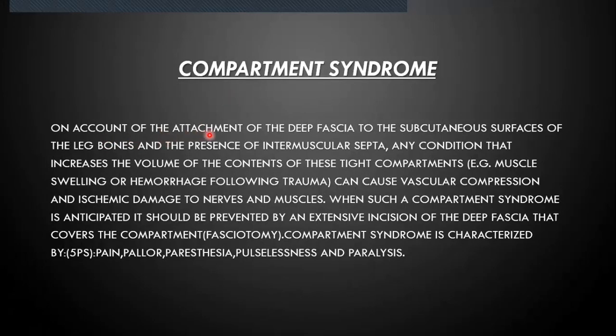Now, on account of the attachment of the deep fascia to the subcutaneous surfaces of the leg bones and the presence of intermuscular septa, any condition that increases the volume of the contents of these tight compartments, for example muscle swelling or bleeding, can increase the volume and the pressure in those compartments. Say you have bleeding of the anterior tibial artery, and that will lead to increased volume. This will cause vascular compression and ischemic damage to the nerves and muscle.